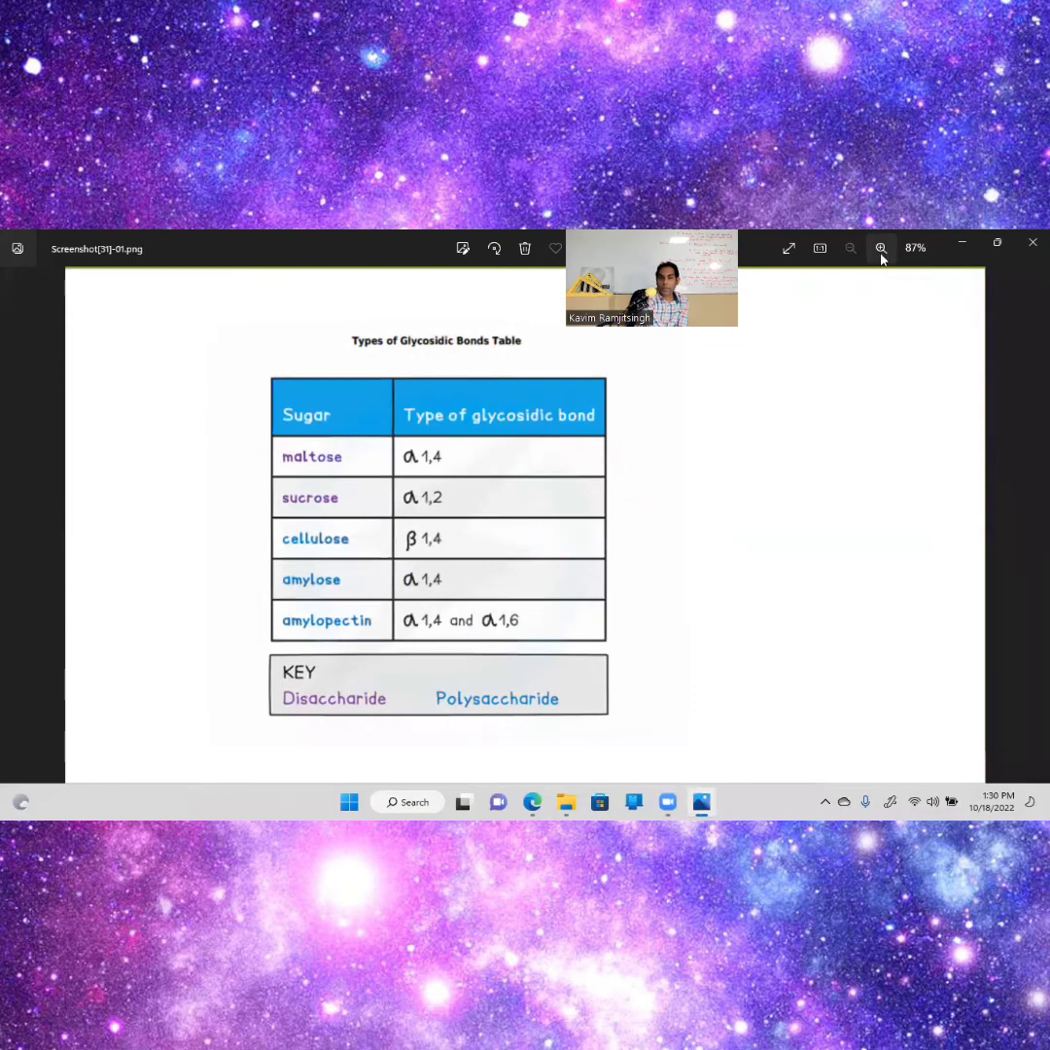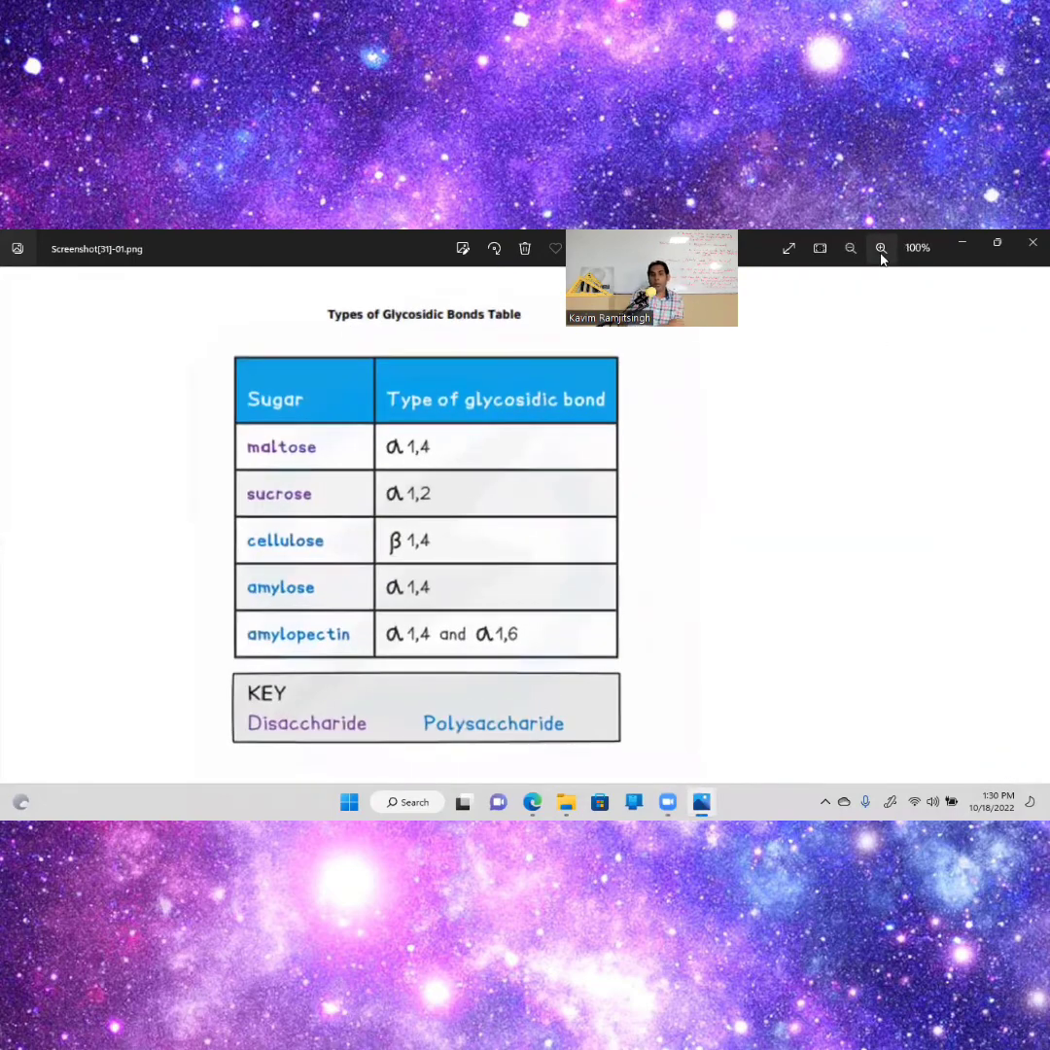So this table here is just showing you types of glycosidic bonds when you have various glucose or monosaccharides coming together to form your disaccharide. Maltose is the alpha 1,4, sucrose alpha 1,2, cellulose beta 1,4, amylose alpha 1,4, amylopectin alpha 1,4 and alpha 1,6. Right? And the purple there is your disaccharide, your blue there will be a polysaccharide.